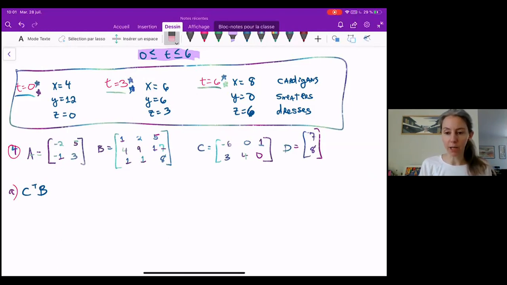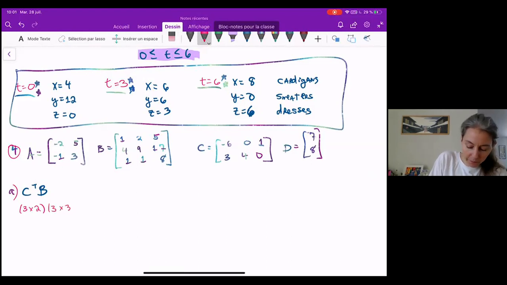Before we just write out matrices and waste our time writing things when we might not need to, we should start off by figuring out if it's even possible. What size is C transpose? You got it. C transpose is 3 by 2. So C transpose is a 3 by 2 matrix. What size is B? 3 by 3. Is this possible? Can I multiply these two things together? Nope. So these two things right here, that 2 and that 3, they are not equal.